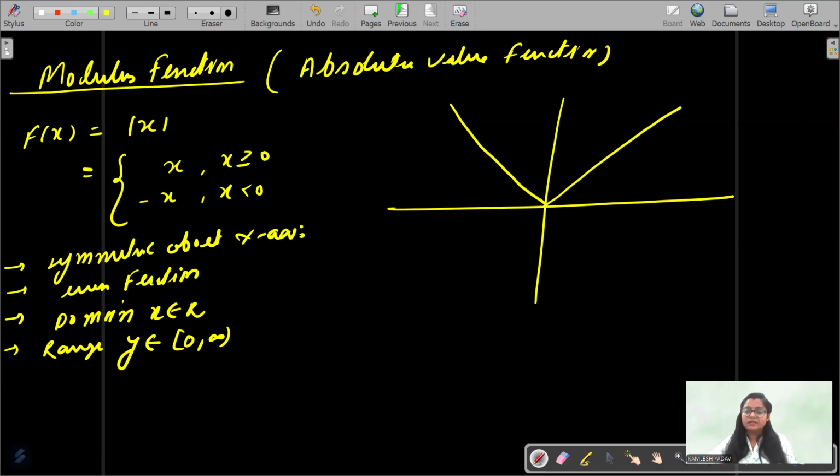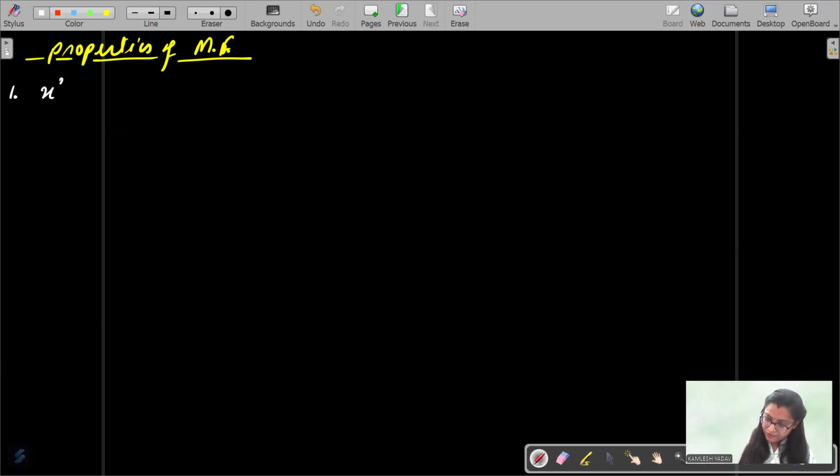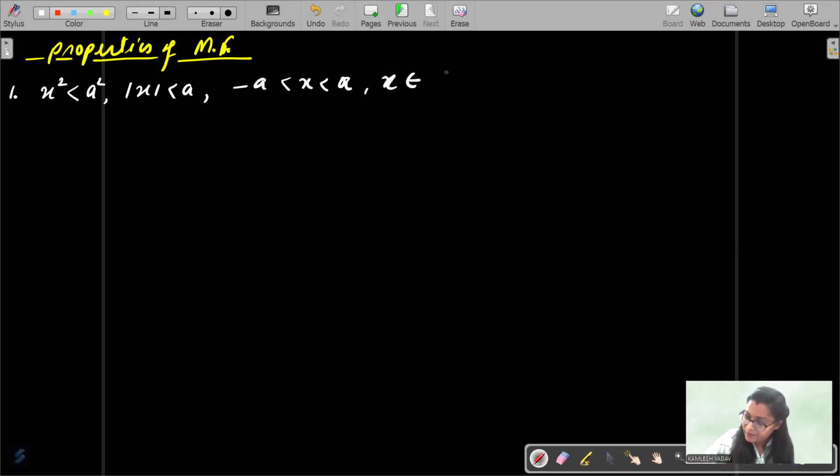Okay, so in the modulus function there are some important properties which help to find the domain. Let us discuss the properties of the modulus function or absolute value function. The first property says: if x² < a², it can also be written as |x| < a, and |x| means it has two values, so -a < x < a. So here x belongs to the open interval (-a, a).